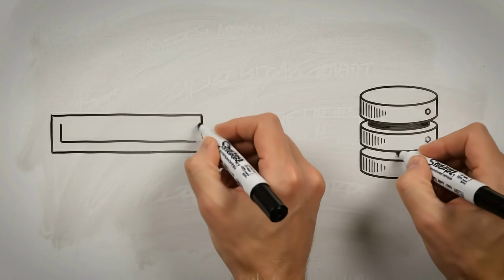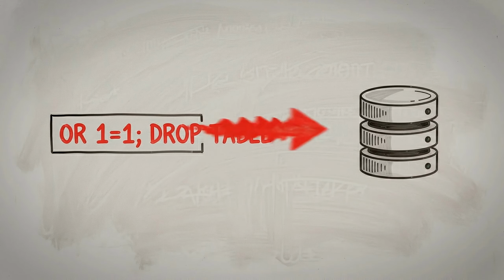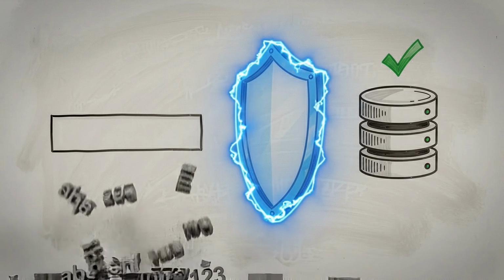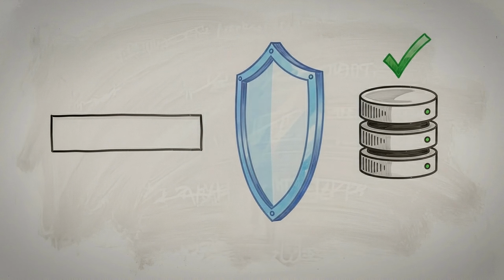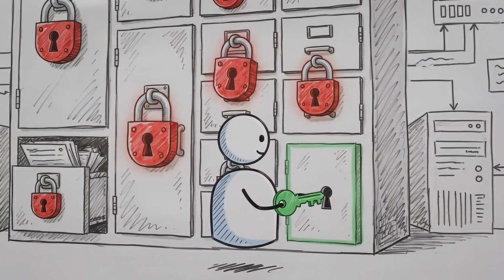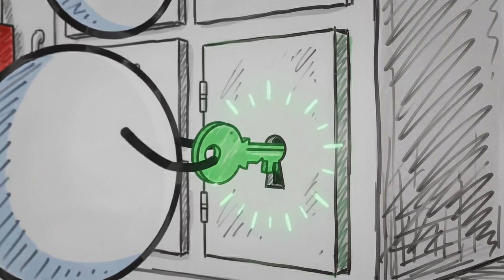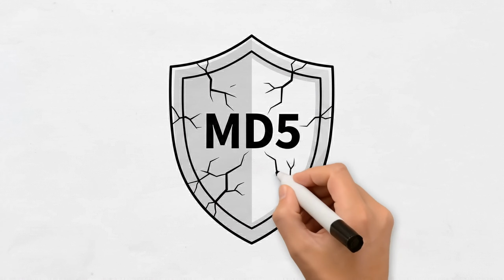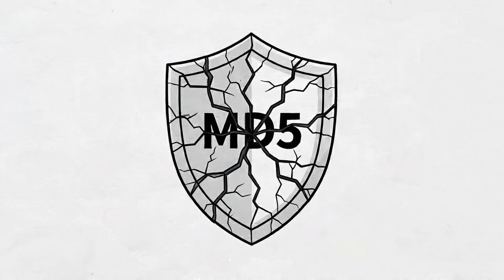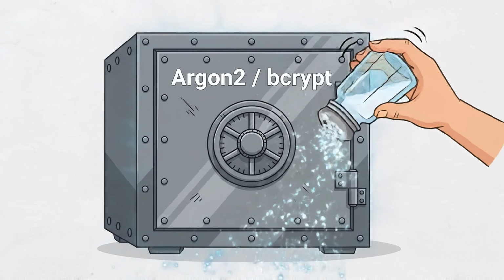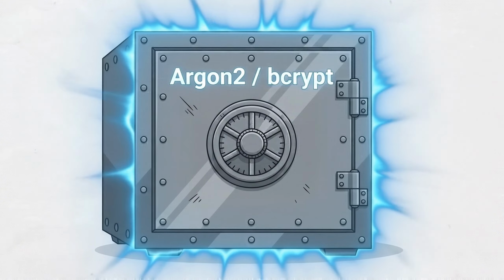The fix is well established. First, use parameterized queries or prepared statements. User input should always be treated as data, never as SQL code. Second, follow the principle of least privilege. Your application shouldn't have permission to access every table in the database. Third, never store passwords using fast, unsalted hashes like MD5. Use modern algorithms such as argon2 or bcrypt with proper salts.